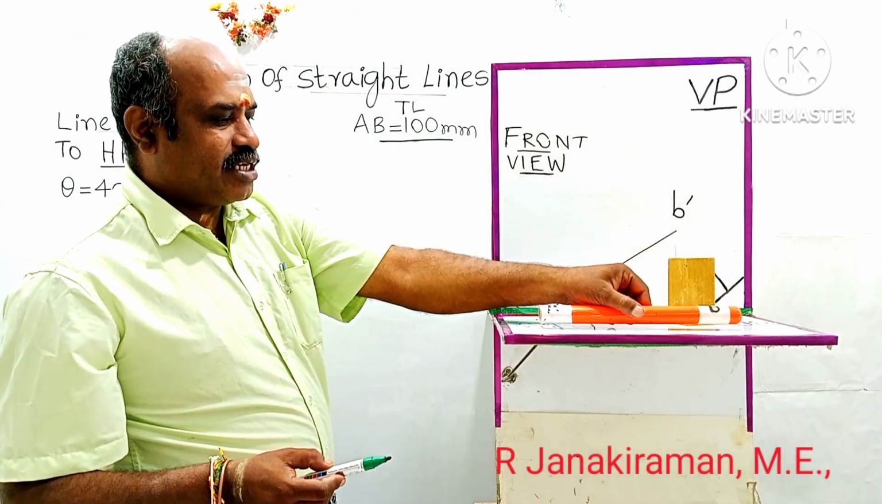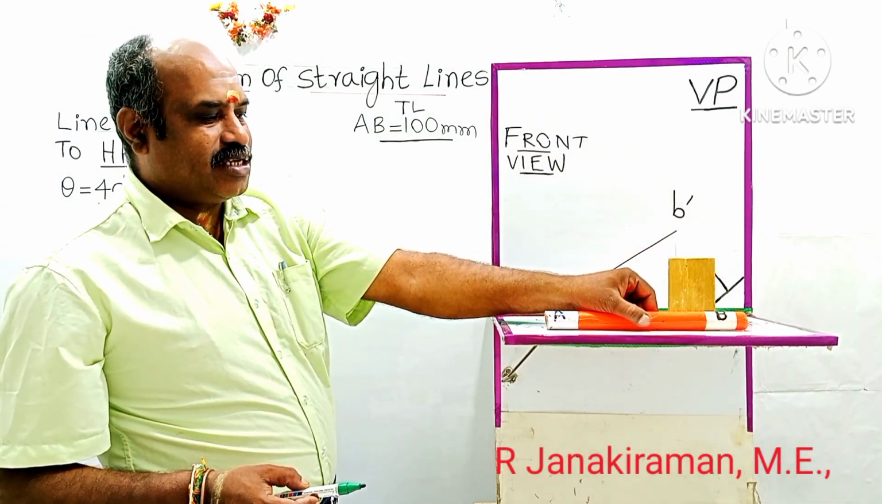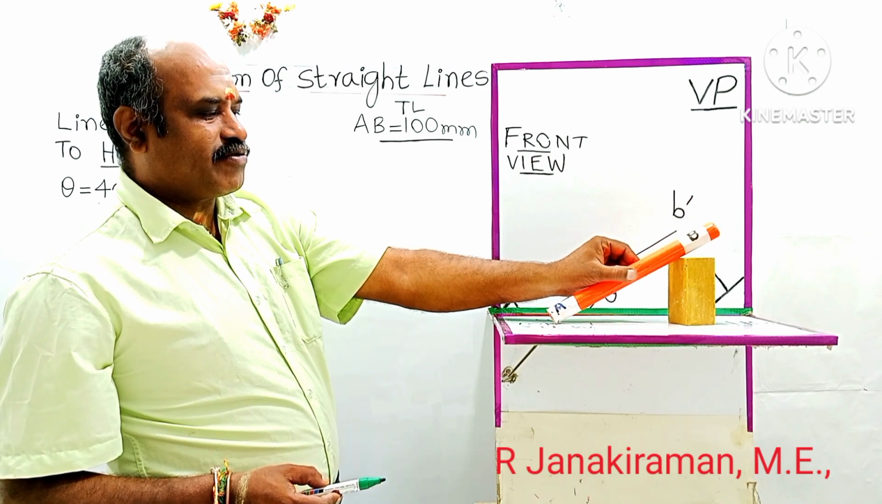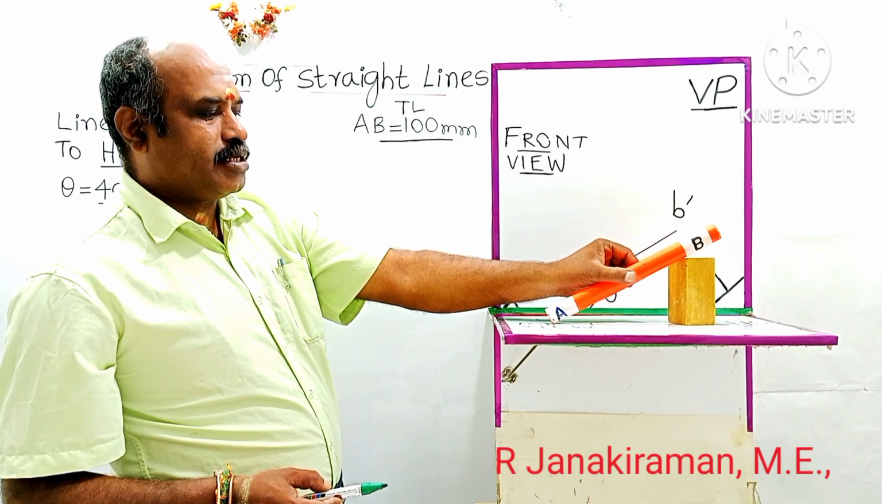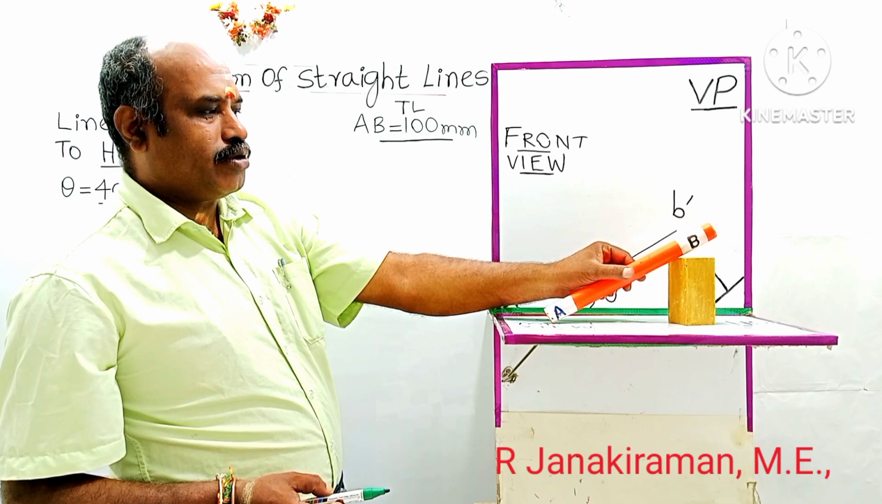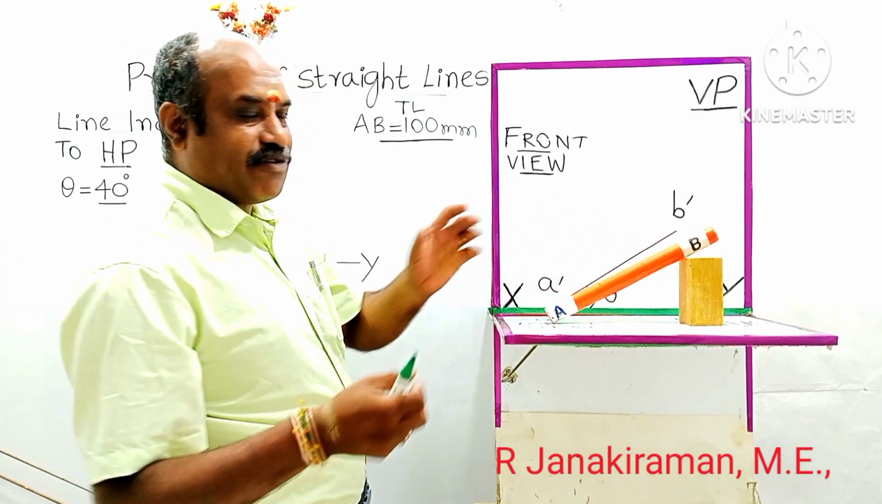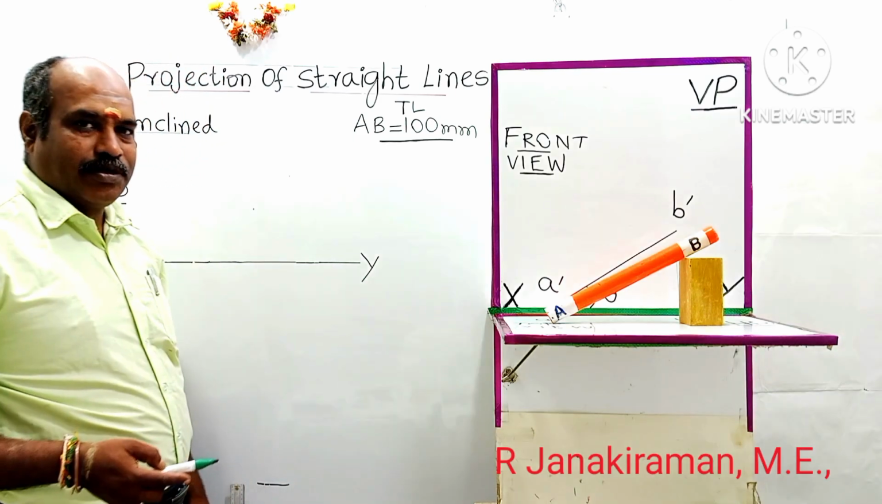So you have to turn that straight line like this. At one stage you will get 40 degrees. So this is the position of the straight line inclined to HP. Inclined to HP alone. Okay. So for this I am going to draw the projections, that is the final front view and final top view.